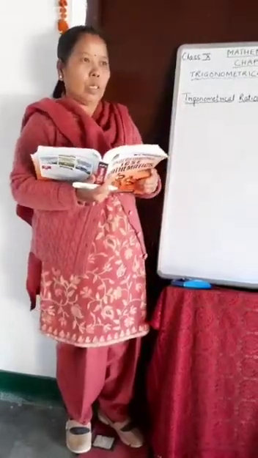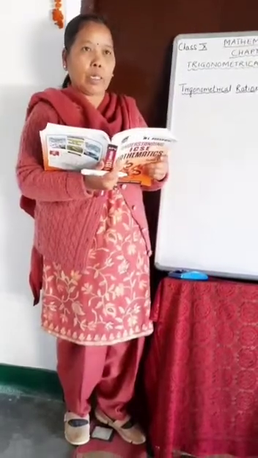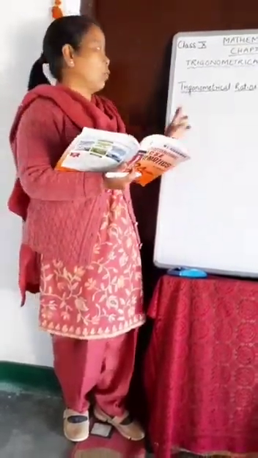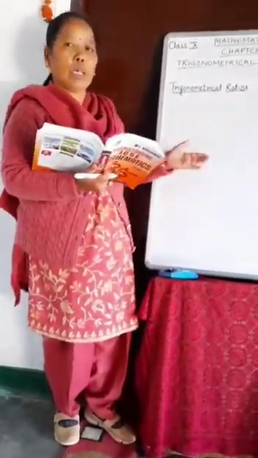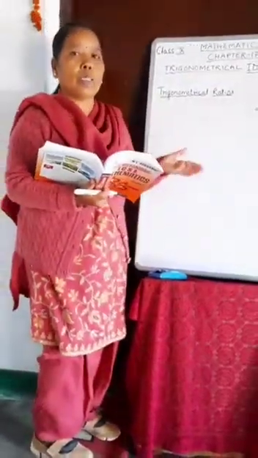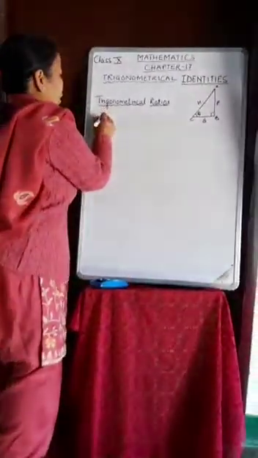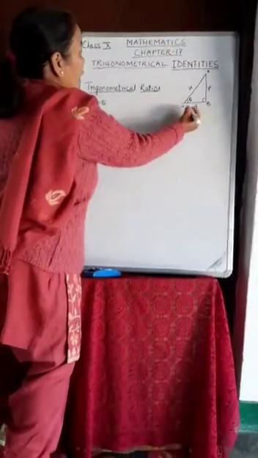Hello class 10th. In this video I am going to start chapter 18, trigonometric identities. Now in the previous class, in 9th class also, you have learned about the trigonometrical ratios. Today I am recalling the same thing again. In trigonometry, you all know that there are 6 ratios. The first one is sine theta, and this is based on a right angle triangle.